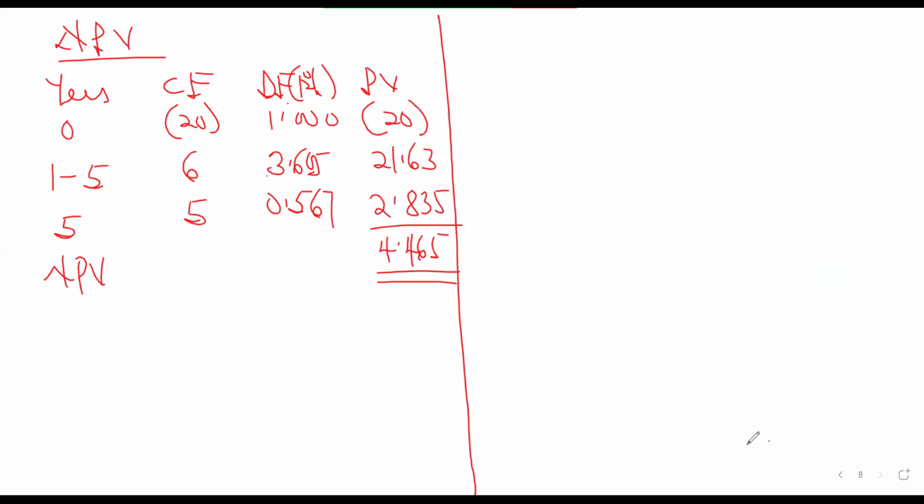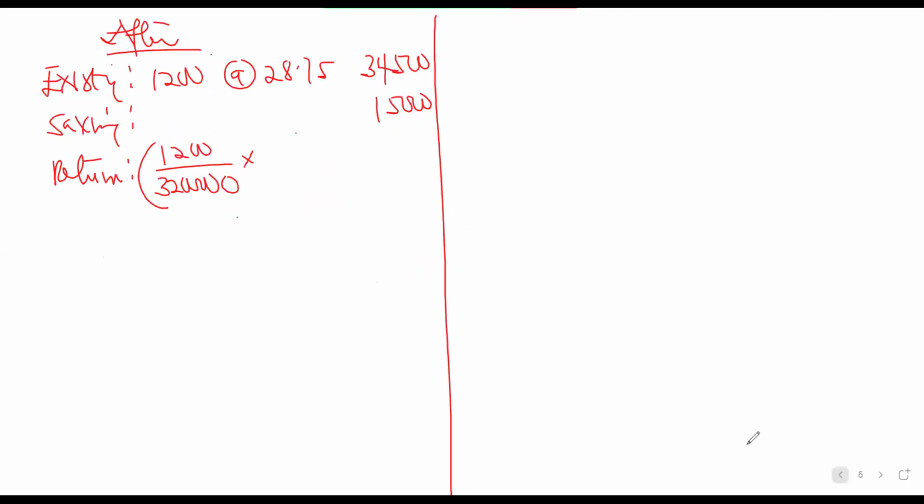Let's change it to the actual figure, 4.465 multiplied by million. I'm having 4,465,000. Is that correct? Yeah, okay.